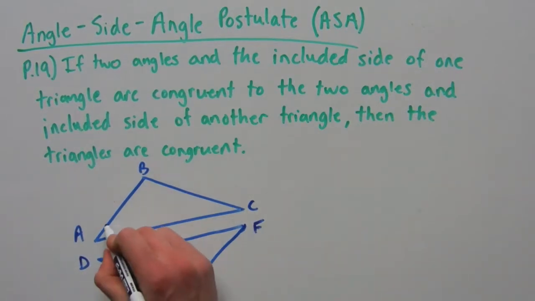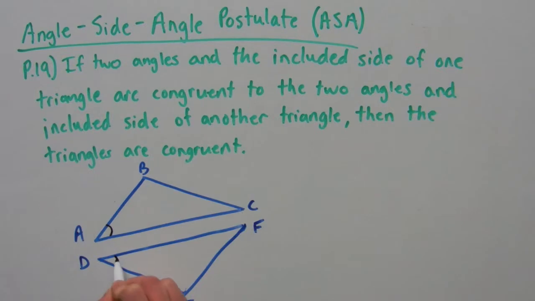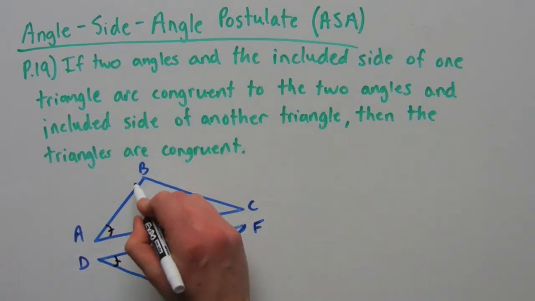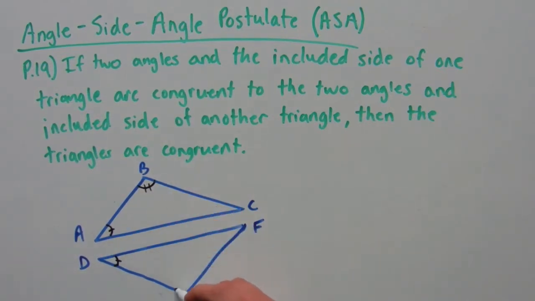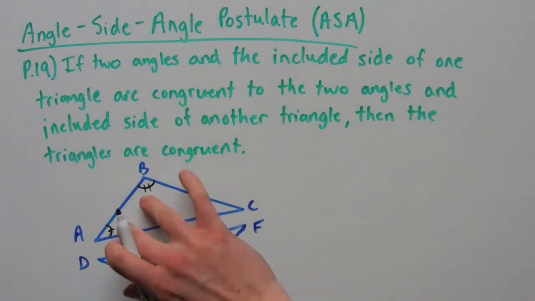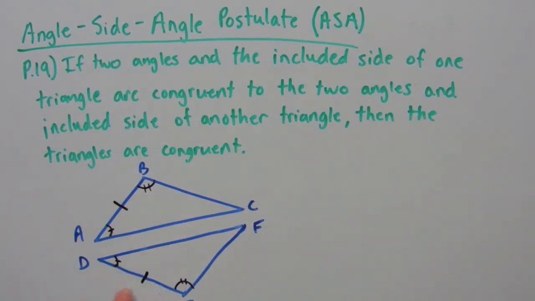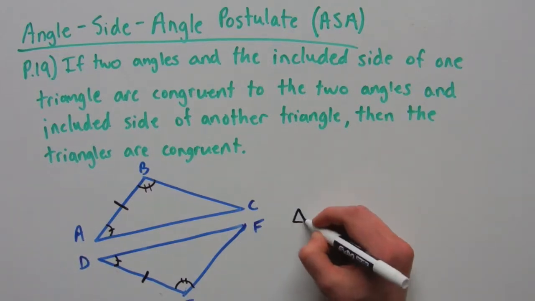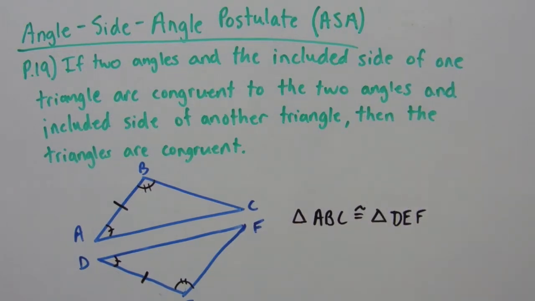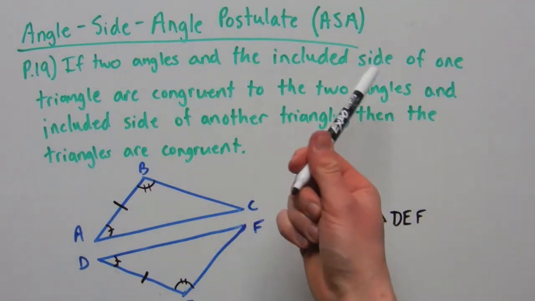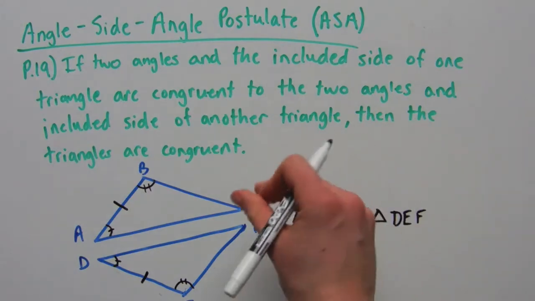So I'm saying if angle A is congruent to angle D, and angle B is congruent to angle E, and the included side, meaning the side between the two angles, which in that case would be side AB and side DE, if those sides are congruent, then the triangles are congruent. And that is the angle-side-angle postulate. If you get confused about what is the included part, think included meaning between.